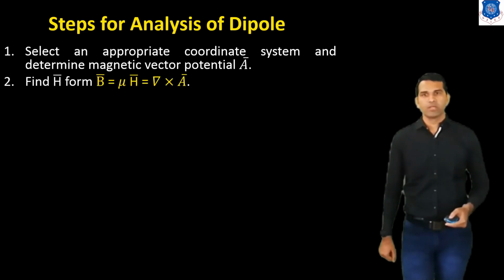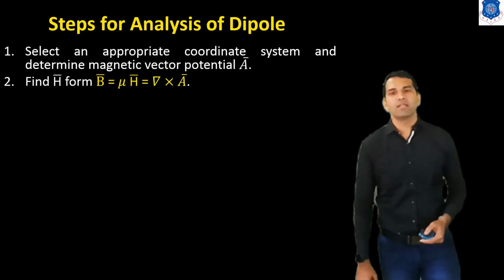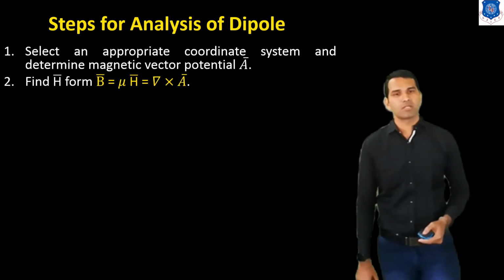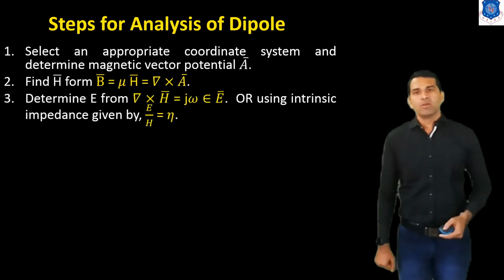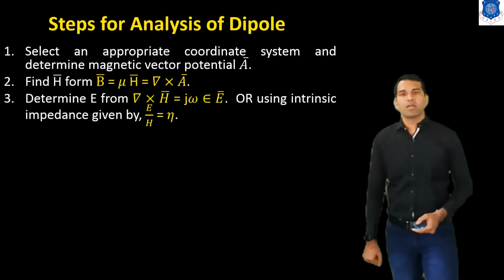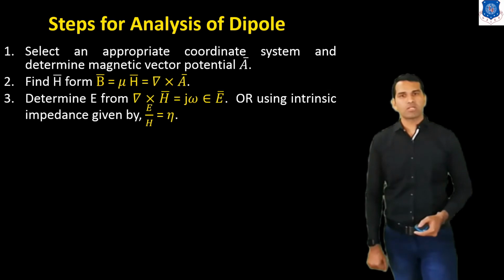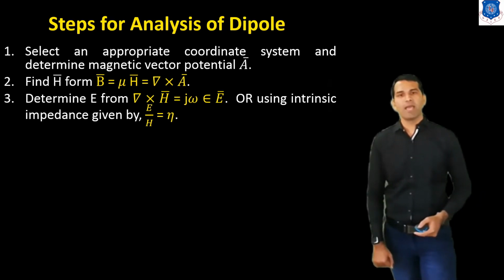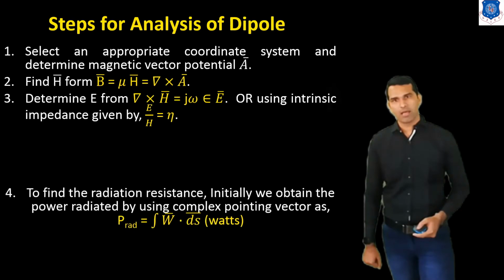A. The next step is to find the value of H from B = μH, or H = ∇ × A. The third step is to determine E from ∇ × H = jωεE, or using the intrinsic impedance given by E/H = η.